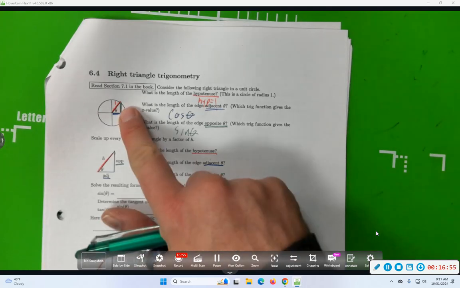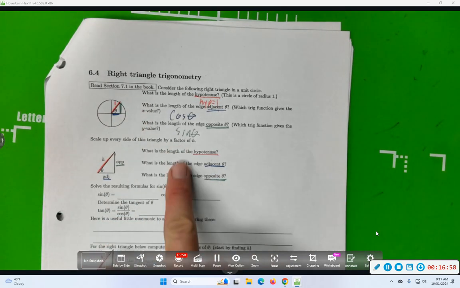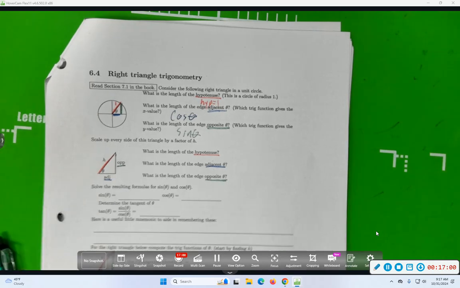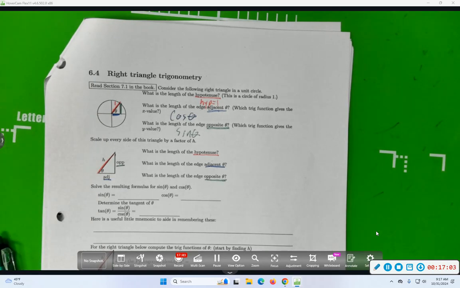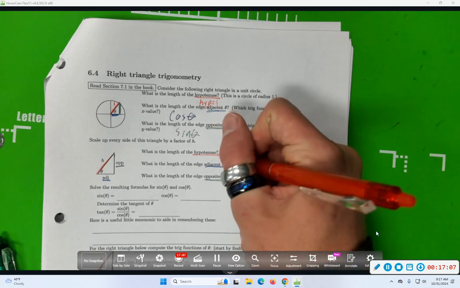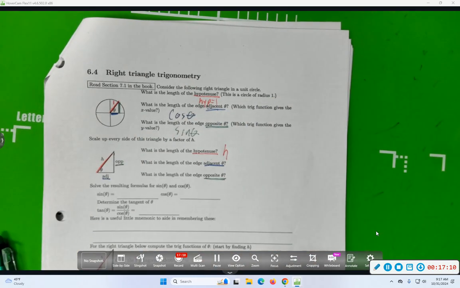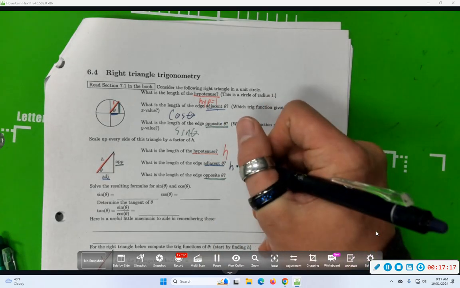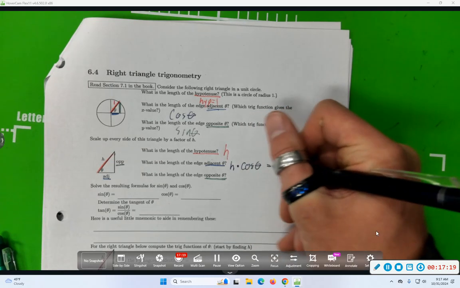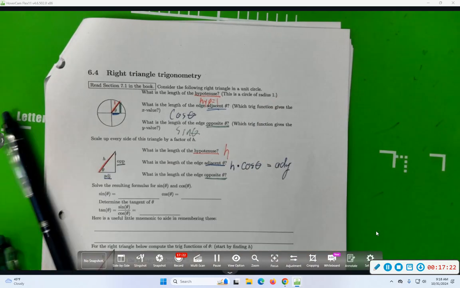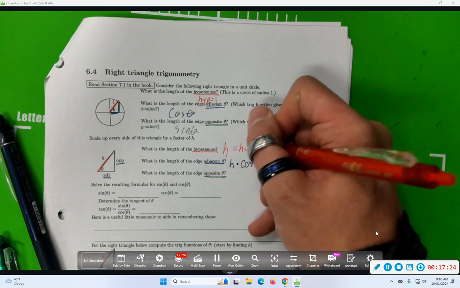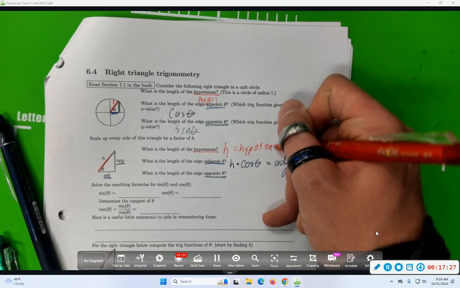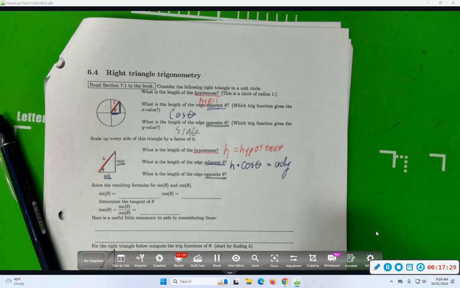So you take this triangle, you multiply every side length by h. What's the length of the hypotenuse now? Well, it used to be 1. I multiplied it by h. It is now h. What's the length of the adjacent side length now? It used to be cosine. I have now multiplied it by h. h cosine theta is the adjacent side length. What's the length of the opposite side?